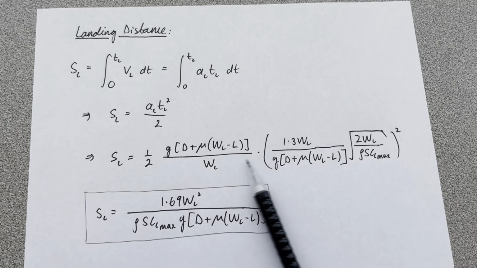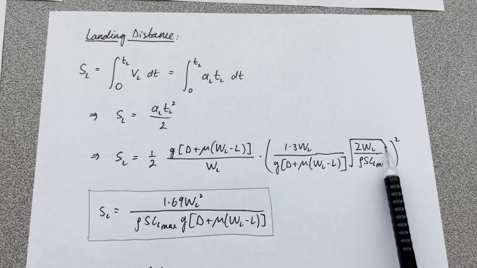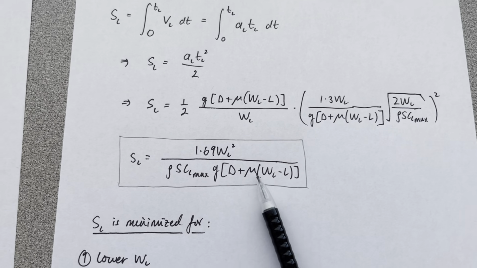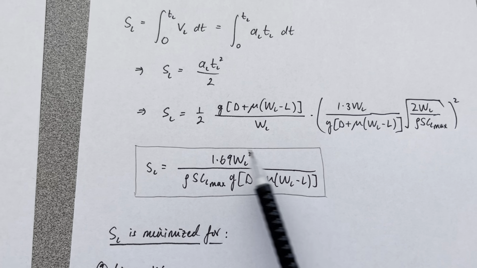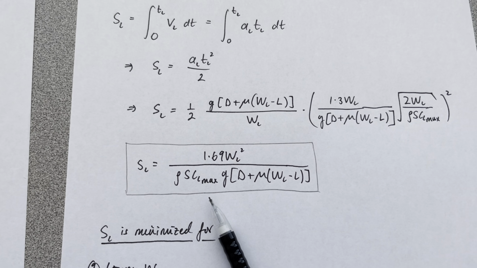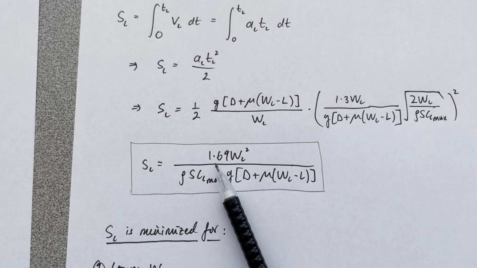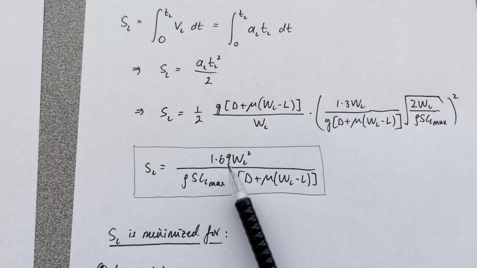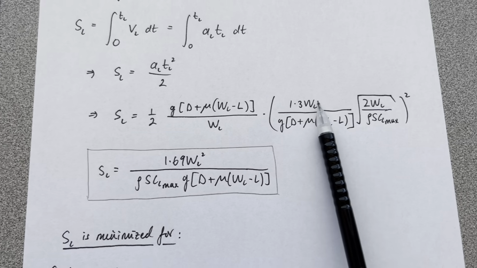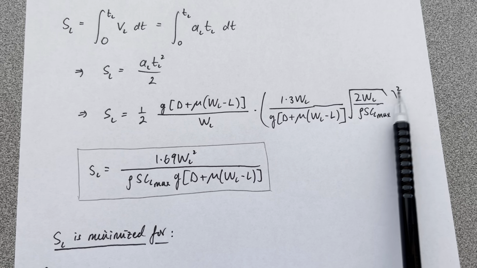And again, we're going to end up with a bit of a messy equation once we plug all of that in, but again, it tidies up quite nicely to give us this expression. So in particular, take note of this factor of 1.69 in the numerator here, which comes from this term 1.3 squared.